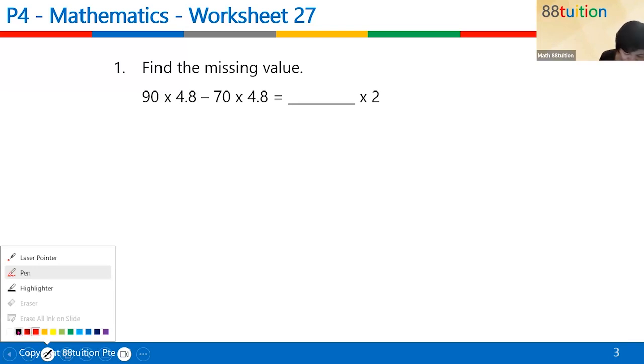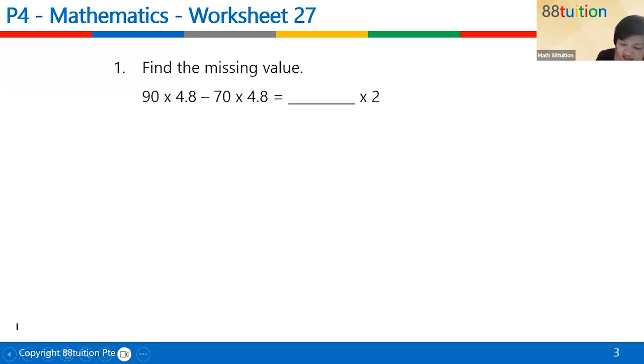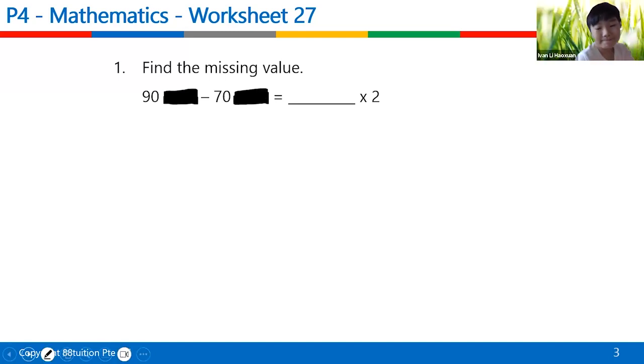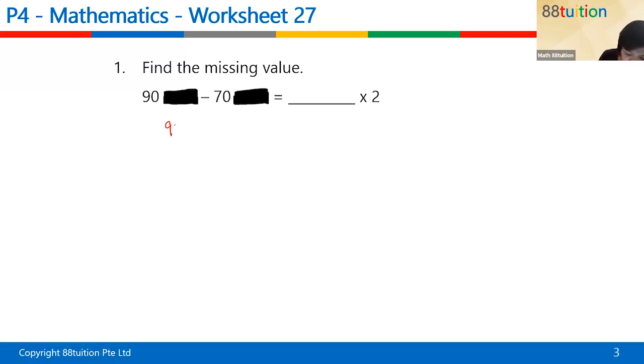See, I want to do something very magic. I'm going to use the correction tape. My correction tape is very special. I correction tape this times 4.8 times 4.8. So this is called a group of 4.8, right? Yes. So can I say there are 90 baskets minus 70 baskets? So 90 groups minus 70 groups of baskets, right? And you get 20 groups.